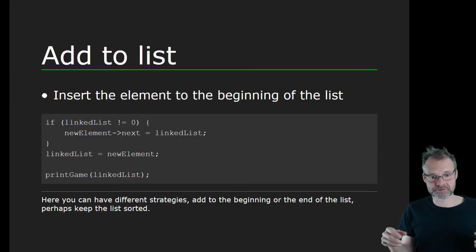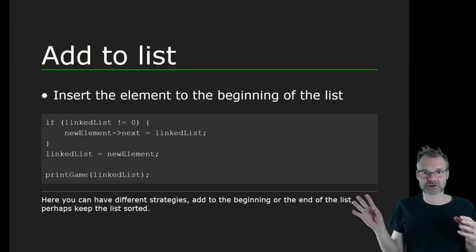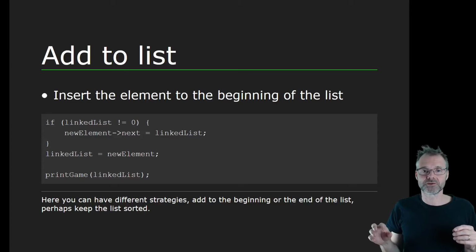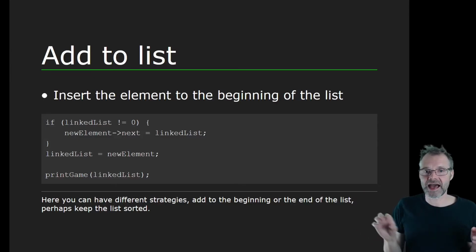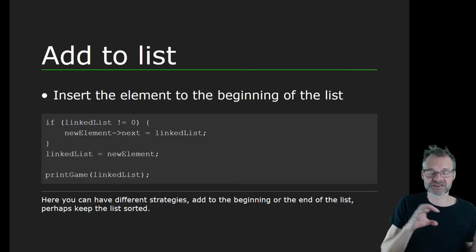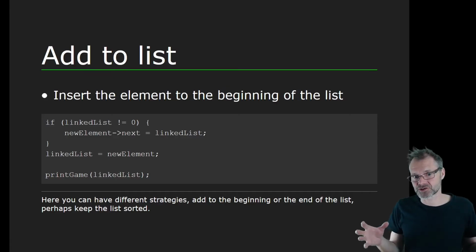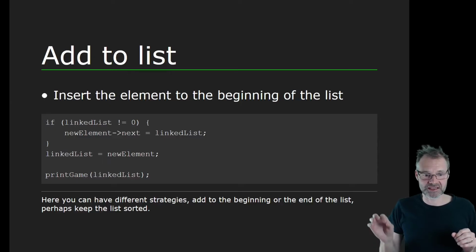I chose to do this because it gave me very, very little code, but I could also choose another way to work with the data structure, where I add it to the end of the list, or maybe I want to have a sorted list. So when I insert the new item into the list, I keep the list sorted. So these are implementation details.